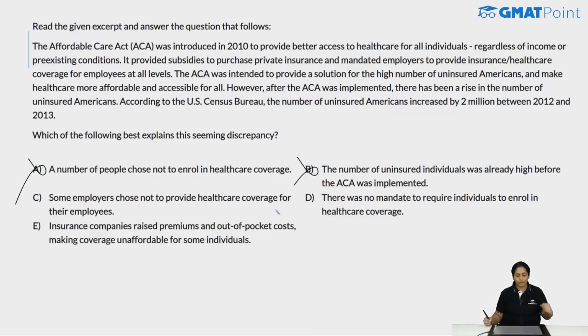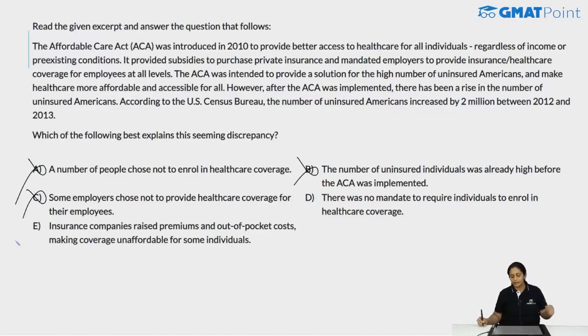C: Some employers chose not to provide healthcare coverage for their employees. Again, if they did not provide healthcare coverage, the coverage under employers was not there earlier either. Even if some did not provide, some would have provided. And in fact, if not a decrease, at least it would have stayed the same. But if it did increase, then it's something which has had a negative impact, an unintended negative consequence. Even if some employers did not give health insurance, the number of uninsured would not increase because of this. So C is also incorrect.